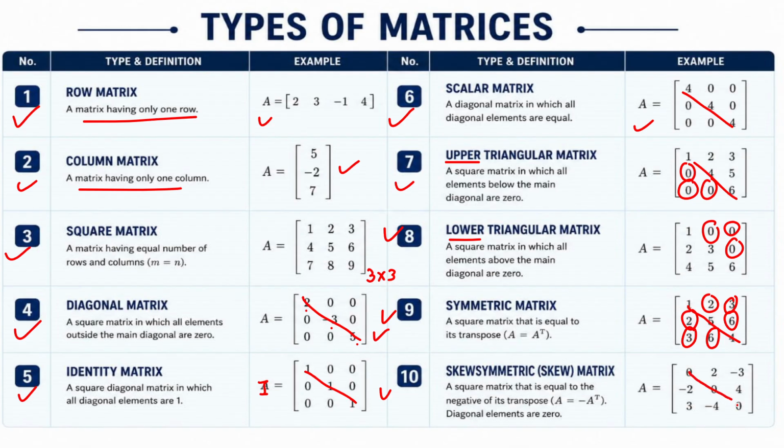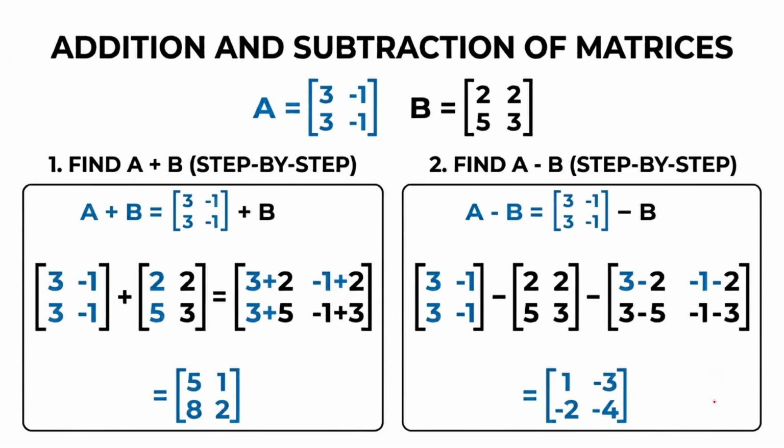A matrix in which all diagonal elements will be 0 and the opposite value of diagonal elements will be the same but opposite in sign. Means here you can see if this one is plus 2, this will be minus 2. If this one is minus 3, the opposite value will be plus 3. If this one is 4, then the opposite value will be minus 4. So this kind of matrix is called a skew symmetric matrix. Okay, I hope these all 10 types are clear to you.